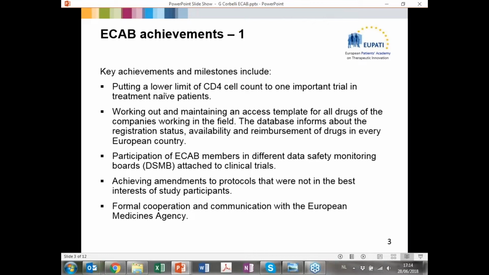And also the interaction was not limited to pharmaceutical companies, but also included other institutions, mainly the European Medicines Agency, which was created a few years before Ecab. So there was this interaction at a very early stage of the agency's life. Next slide, please.